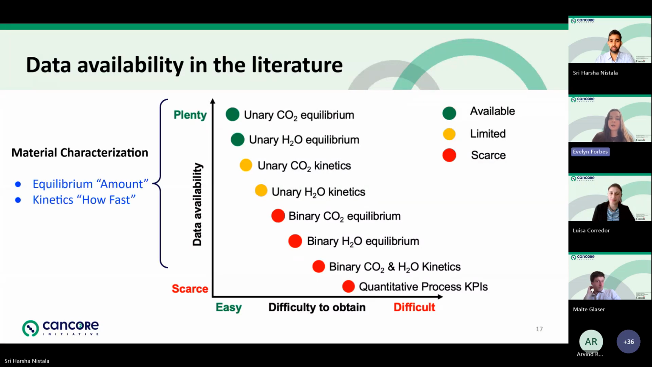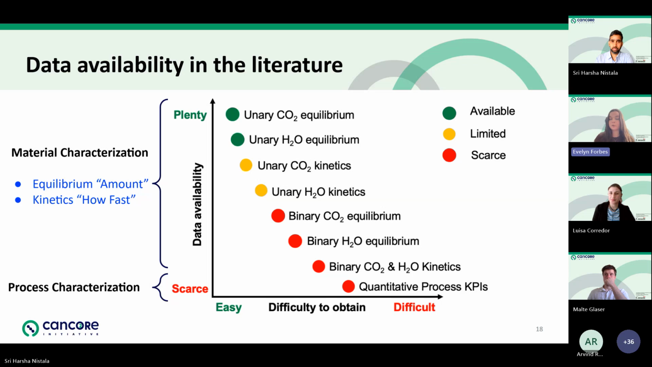So this figure can be broken down into two main groups. The material characterization data, where when I talk about equilibrium, I'm talking about the amount of carbon dioxide or water that can absorb or stick to the material. And when I speak about kinetics, I'm talking about how fast the carbon dioxide or the water can absorb to the material. And the data available in literature is mainly for unary carbon dioxide and water for various materials, but the kinetic data is much more limited in comparison to the equilibrium data. And even more importantly, the binary carbon dioxide water data is quite scarce.